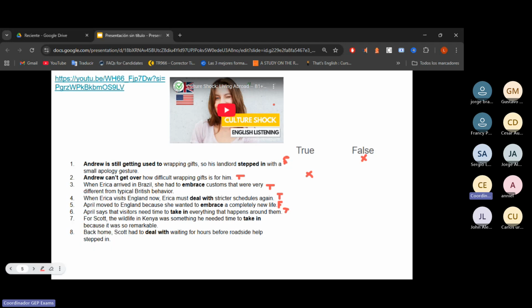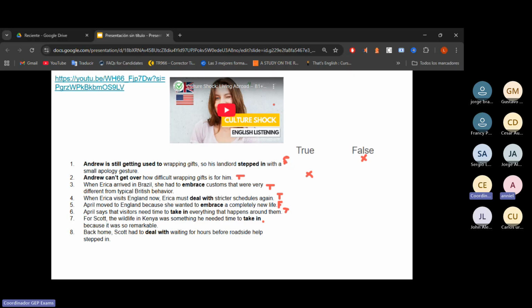So let's go with Francie. For Scott, the wildlife in Kenya was something he needed time to take in because it was so remarkable. I think that is the result. So, Gustavo, what do you think? True or false? I think in the context, I understood that it's false. Okay. Because everyone has a lot of help to do that. Okay. Anil, what do you think?